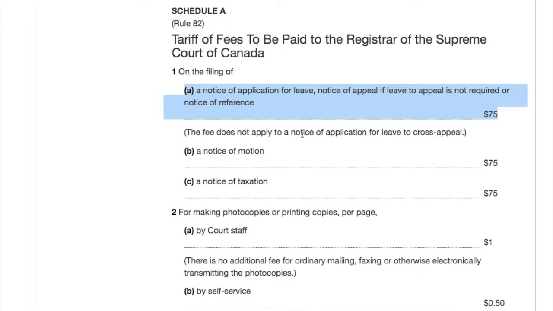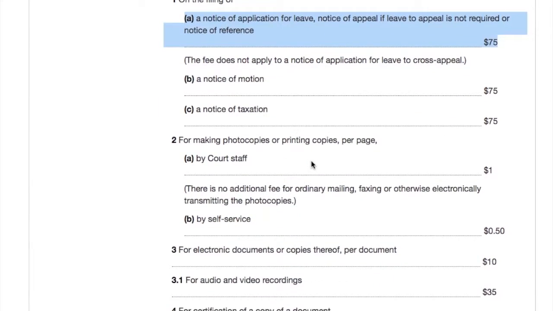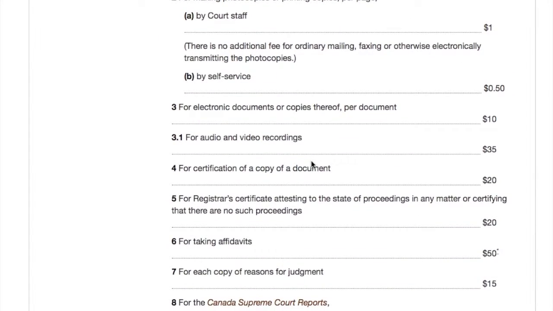So the fee does not apply to a notice of application for leave to cross-appeal. So a cross-appeal, a notice of application for leave to cross-appeal, is the other side essentially saying that they want to appeal after the file has already been started.